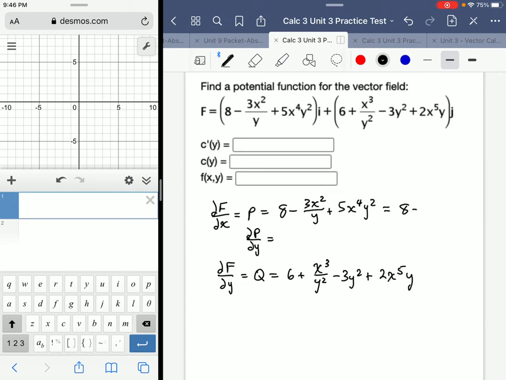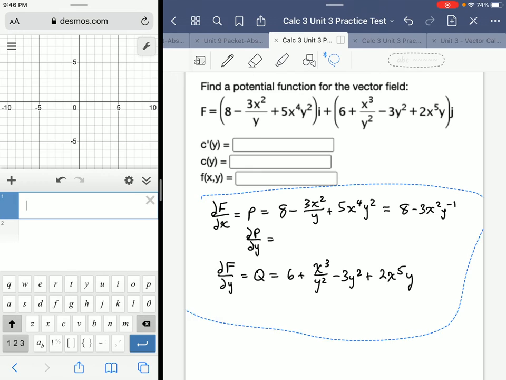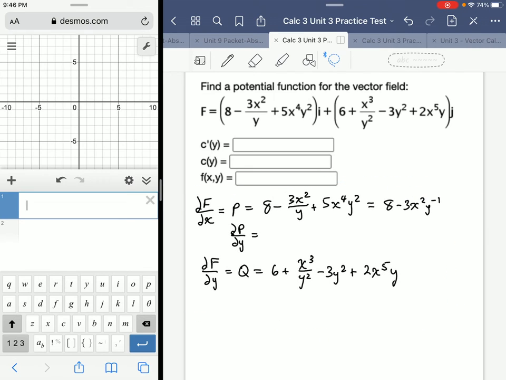So I'm going to rewrite before we get into that. 8 minus 3x squared y to the negative first, plus 5x to the 4th y squared. So 8 goes away. We're looking at 3x squared y to the negative second plus 10x to the 4th y.